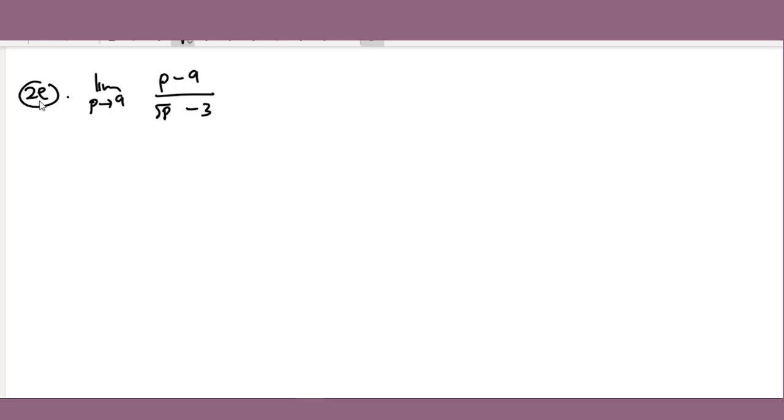Okay. For 2E, limit p minus 9 over square root of p minus 3, p approaches 9. Substitute value p 9: 9 minus 9 over square root of 9 is equal to 3, 3 minus 3 is equal to 0 over 0. 0 over 0 is indeterminate form. Okay, you need to check if this is poly. Even though this is square root, this one can be solved using factorization. So you have two methods: either you multiply with the conjugate or factorize. Okay, let's say we do the first method.